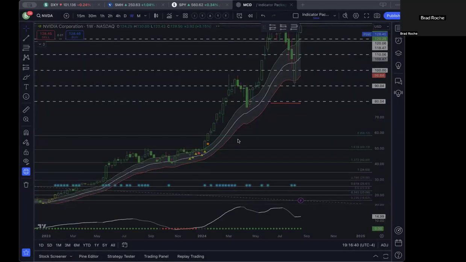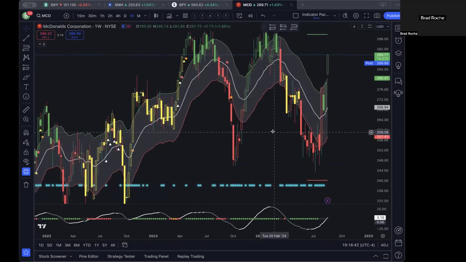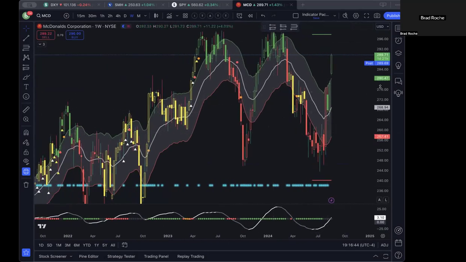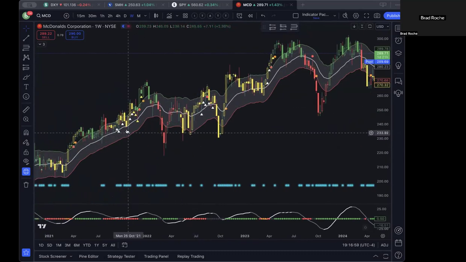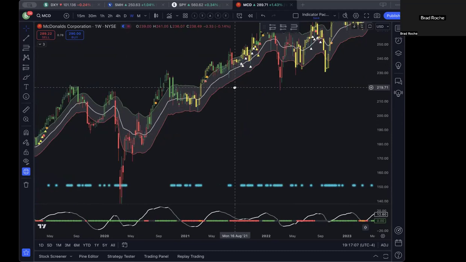McDonald's, pretty choppy, but you can see the last time we had buy signals was right here, moved from 280, so about a 10% move in about 5 days. And then here you see you got a little run up and then got rejected at resistance. And then here you can see we had buy signals down here and you're in about 240, and then you catch a move up to 270.